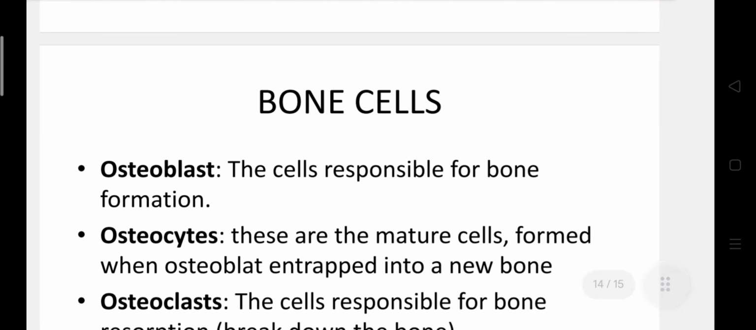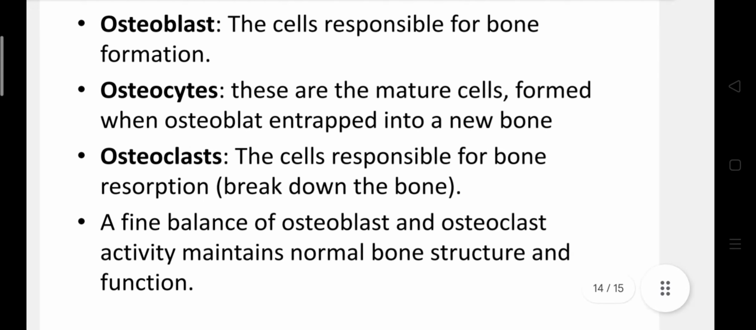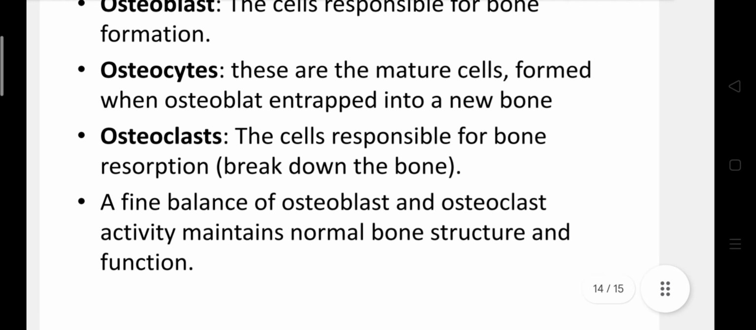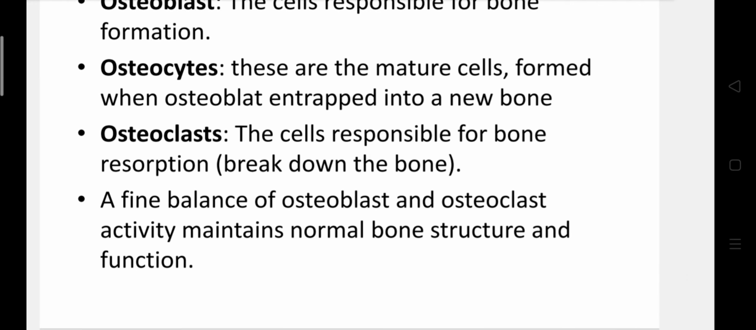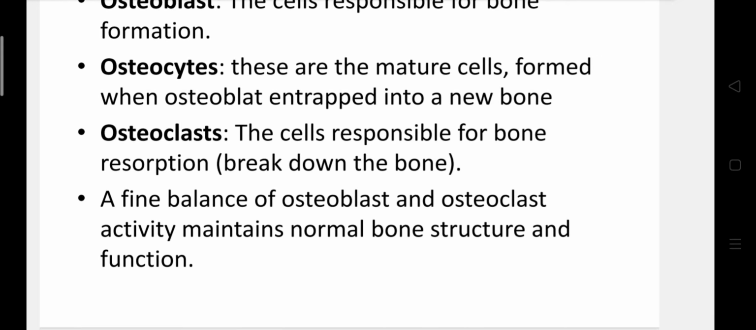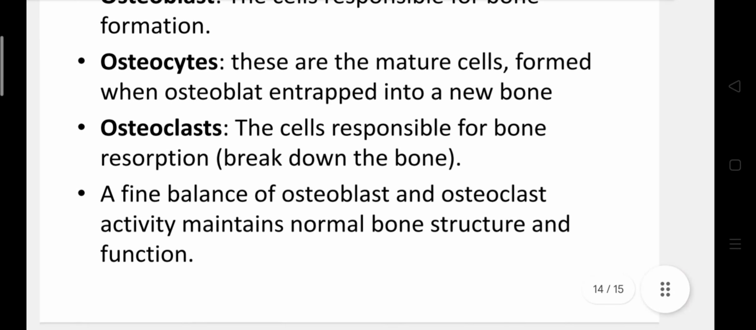Bone cells. Osteoblast, the cell responsible for bone formation. Osteocytes, these are the mature cells formed when osteoblasts are entrapped in new bone. Osteoclast, the cell responsible for bone resorption, breaks down the bone. A fine balance of osteoblast and osteoclast activity maintains normal bone structure and function.